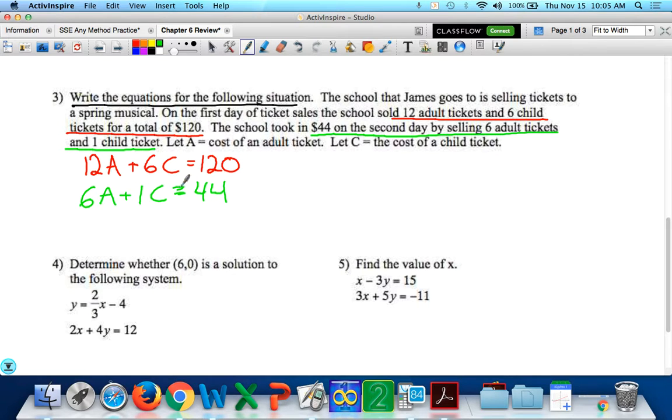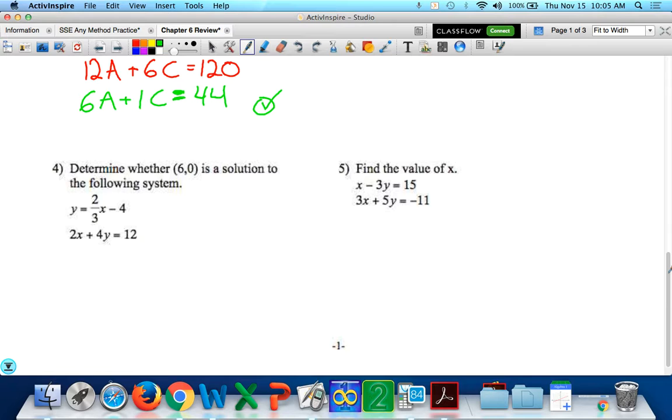Okay. Now, again, do not waste your time if you don't need to. It doesn't say how much are adult and child tickets worth, anything like that. It just says write the following equations. So we are done with this problem. Number 4, don't make this one harder than it has to be.